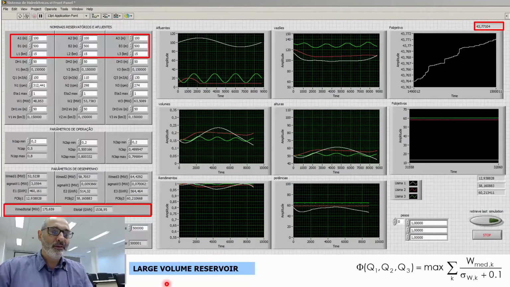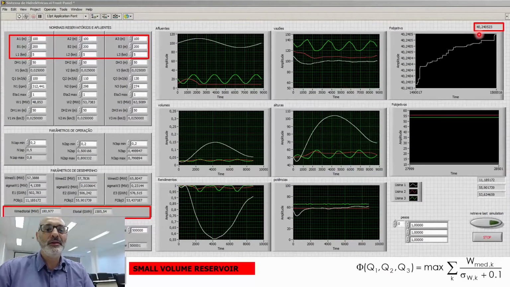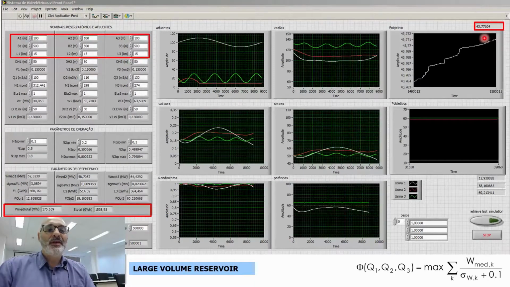So this is the large reservoir. Okay, the optimization function is the same. The river's flow rates are the same, and we get an increased overall generation. I'm going back one slide. So we had 40. Okay, that's our numeric value for our optimization function. And simply by working with a bigger reservoir, we have an increased generation.